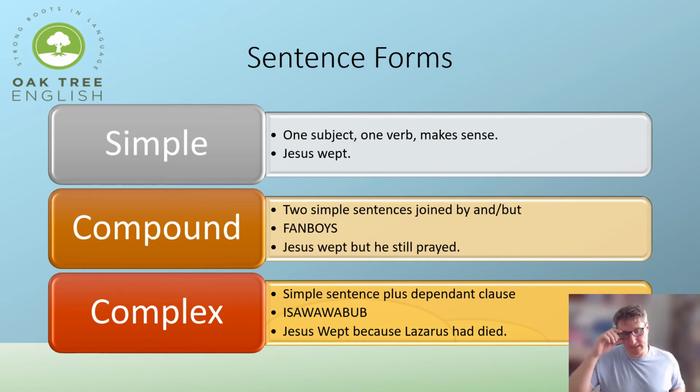Let's try it out. Jesus wept. That's an independent clause. Because Lazarus had died. Because Lazarus had died is a dependent clause. It does not make sense on its own. Jesus wept because Lazarus had died. And whether that's accurate, I leave you to discuss with the theologian.